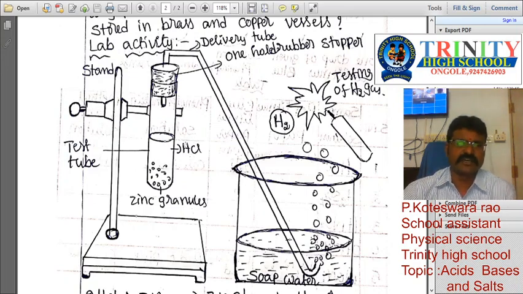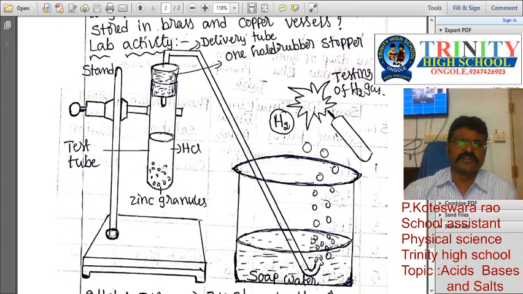HCl means acid, but here we require a base. That's why I want to take NaOH. Okay, the remaining are all the same: delivery tube, one-hole rubber cork, soap water. Everything else is common. Then the procedure is the same. First of all we take zinc granules in the test tube and add 10 ml of NaOH solution, diluted. Okay, then it is fixed to the retort stand.